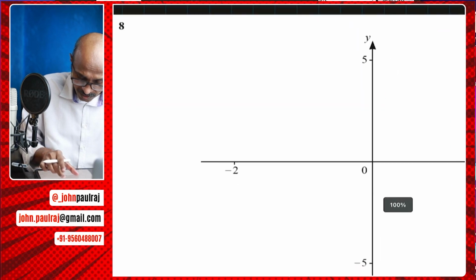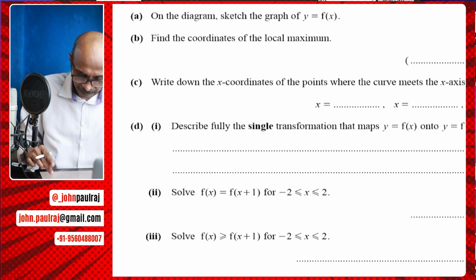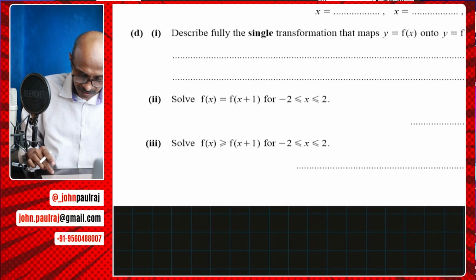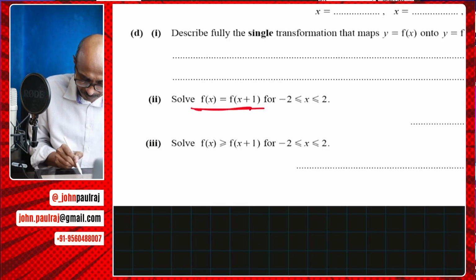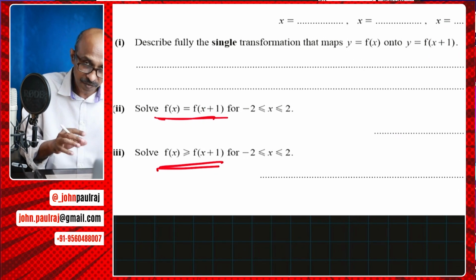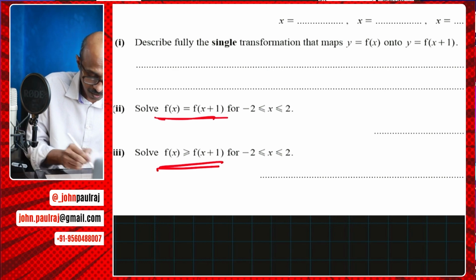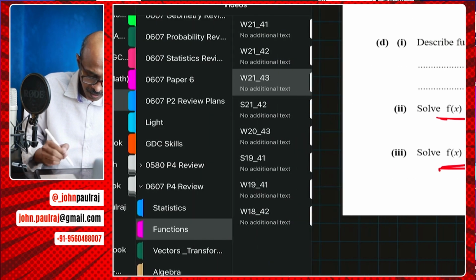Let's take a look at another question. Again, this looks like a function with that typical maxima and minima. And can you see this? They've not asked literally for the transformation, but it's f of x, and that's got a translation. That's f of x plus 1, a translation, and they've said solve the inequality. One is an inequality, one is an equation.